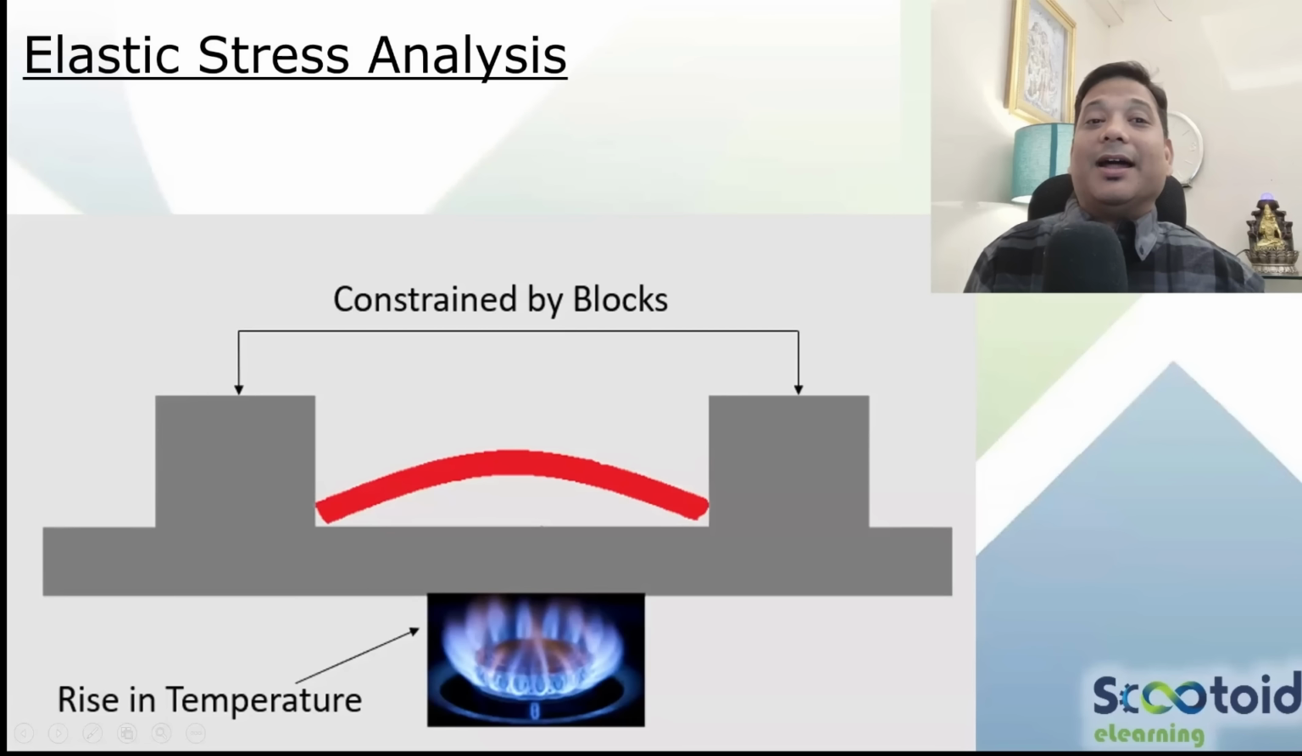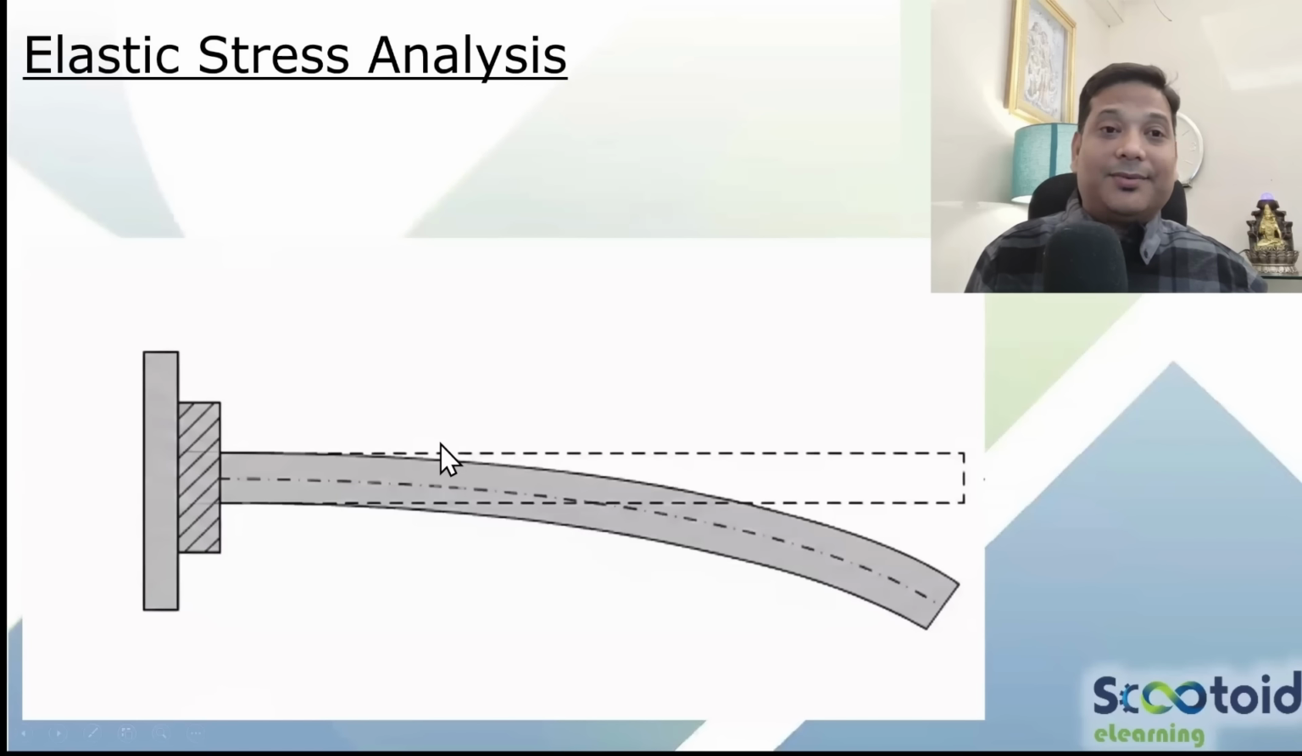Okay. Now, if you try to relate the primary membrane, we limit it with allowable. What is the limit for bending type of stresses? Primary bending, PB, is limited to what value?